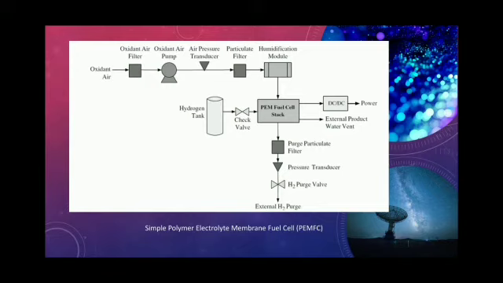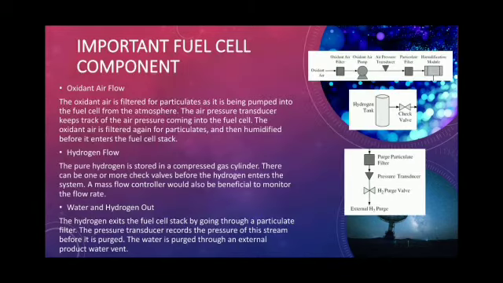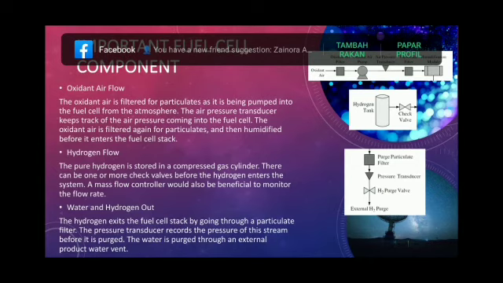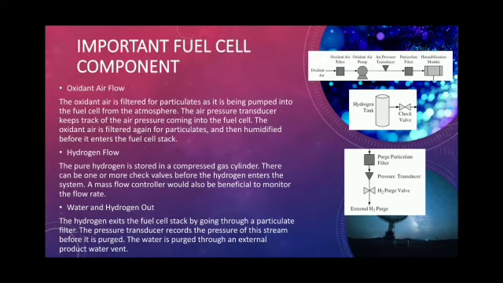As you can see here, this is the simple polymer electrolyte membrane fuel cell configuration. Some of the important fuel cell components are the efficient airflow that filters particulates as it is pumped into the fuel cell from the atmosphere, and the hydrogen flow, which controls the pure hydrogen that is stored in a compressed gas cylinder. And then the water and hydrogen out, which allows the hydrogen to exit the fuel cell stack by going through a particulate filter.